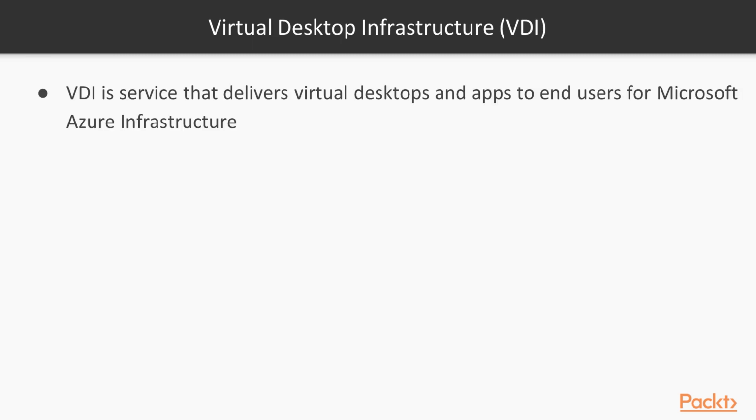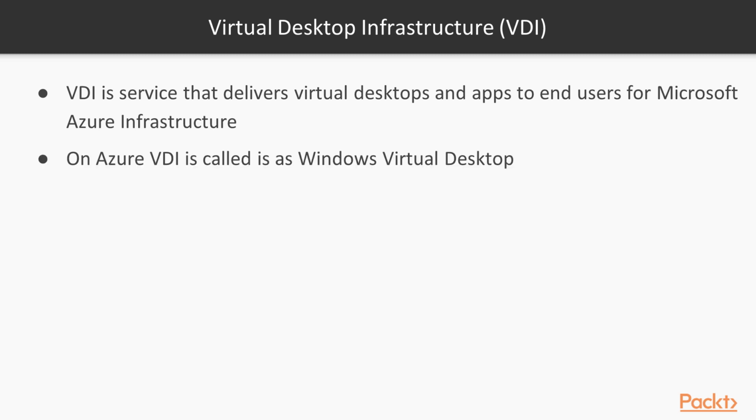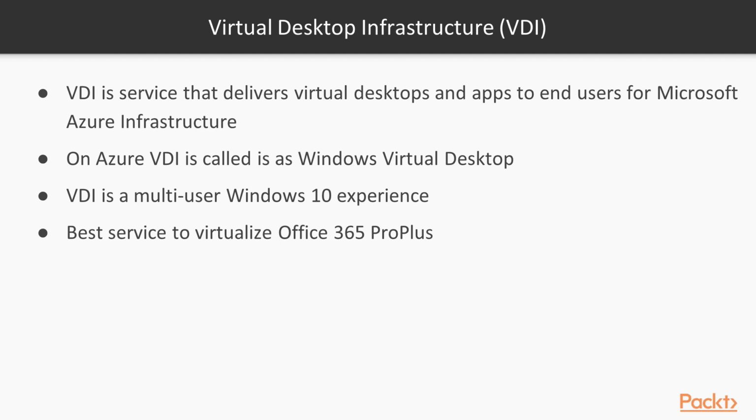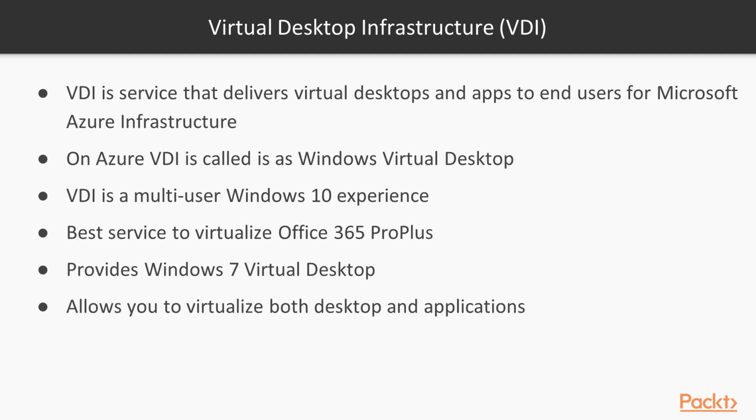Virtual Desktop Infrastructure, or VDI, is a new service that will deliver virtual Windows desktops and apps to end users from Microsoft Azure infrastructure. On Azure, this is called Windows Virtual Desktop. Windows Virtual Desktop is a multi-user Windows 10 experience. It is the best service to virtualize Office 365 Pro Plus, provides Windows 7 Virtual Desktop, and allows you to virtualize both desktop and applications.